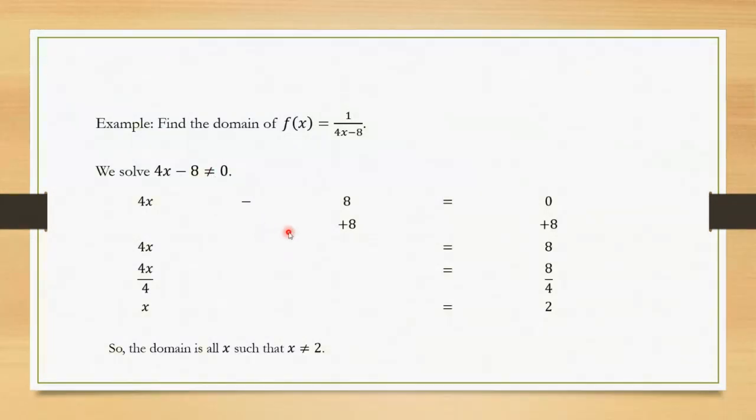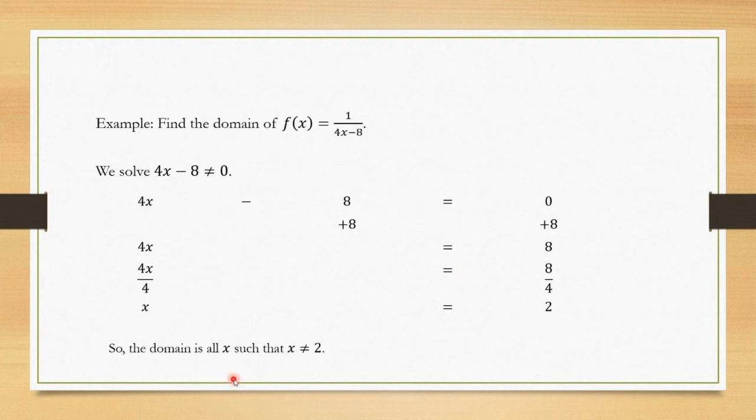Let me go through it again because I think I went kind of quick. Add 8 to both sides. We have 4x equals 8. 4x over 4 equals 8 over 4. Divide both sides by 4, we get x equals 2.